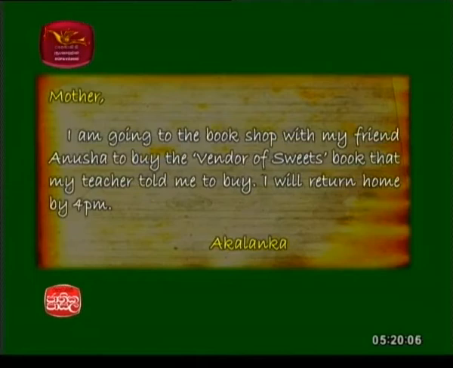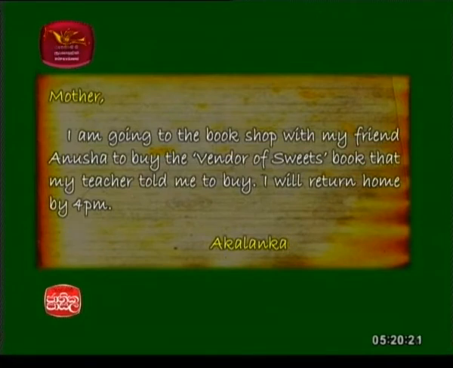This was written to mother: I'm going to the bookshop with my friend Anusha to buy the Vendor of Sweets book that my teacher told me to buy. I will return home by 4 p.m. This was written by Akalanka.